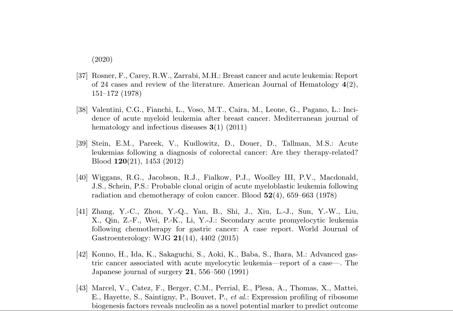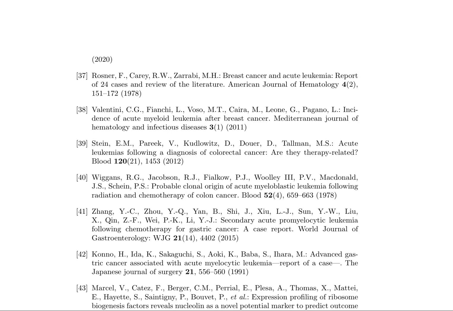Research has shown that AML can occur as a secondary malignancy in patients who have undergone treatment for breast, colon, and gastric cancers. For example, Rosner et al. 1978 reported 24 cases of AML in patients with a history of breast cancer, while Valentini et al. 2011 observed an increased incidence of AML in individuals diagnosed with breast cancer.